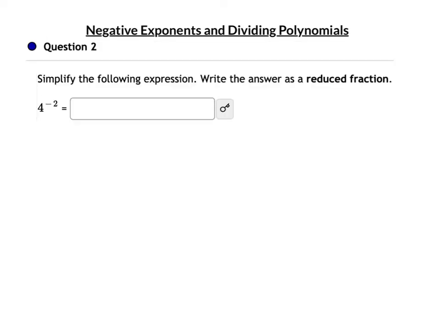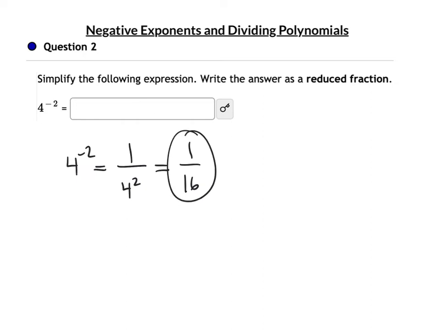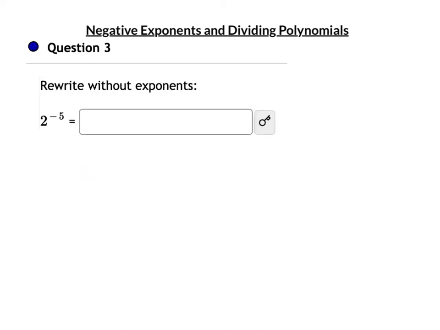Many of these questions are very fast. This is a great example. 4 to the negative second is 1 over 4 to the second. That's 1 over 16. 2 to the negative fifth is 1 over 2 to the fifth. Reminder, this starts off as being over 1, and when you flip it, it's 1 over 2 to the fifth. 2 to the fifth is 2 times 2 times 2, 5 times. That's 32.